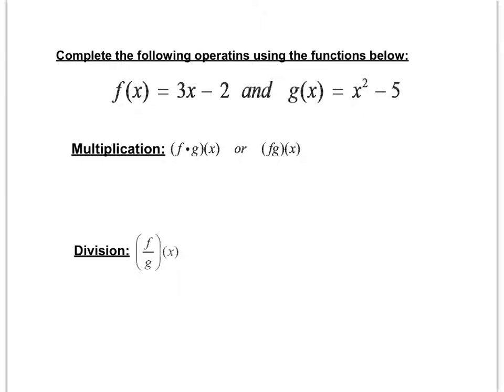It's the exact same thing, but this time we're going to multiply. So f times g of x, f g of x, f times g of x. We're just going to multiply them. And division, we're just going to divide them. So, let's go. F times g of x is going to be f, which is 3x minus 2, times g, which is x squared minus 5. And f divided by g of x is going to be f, 3x minus 2, divided by x squared minus 5.